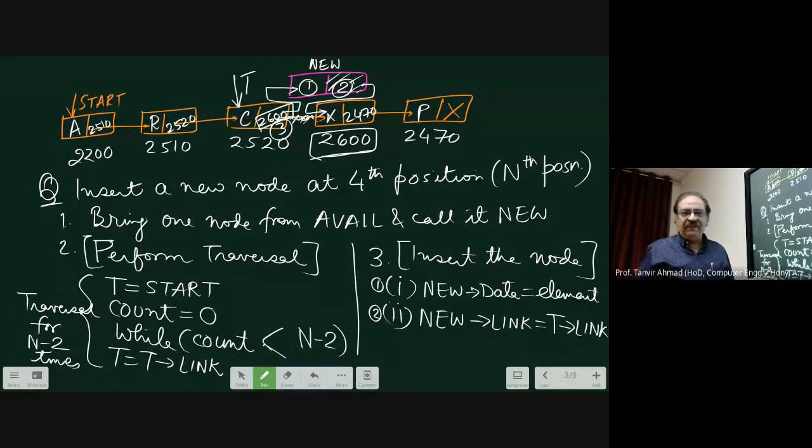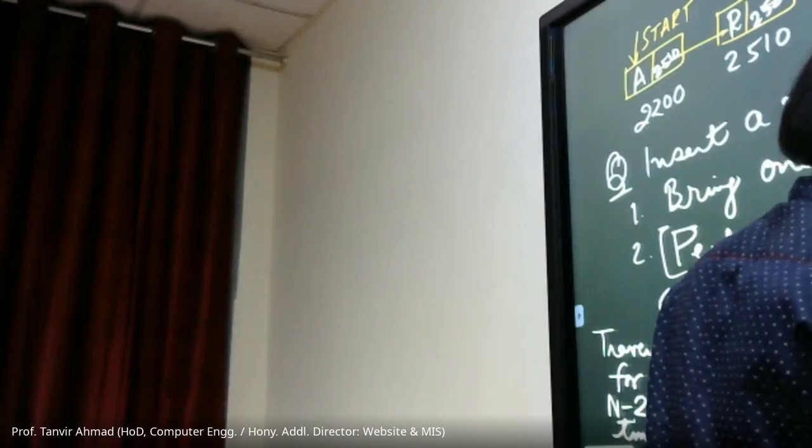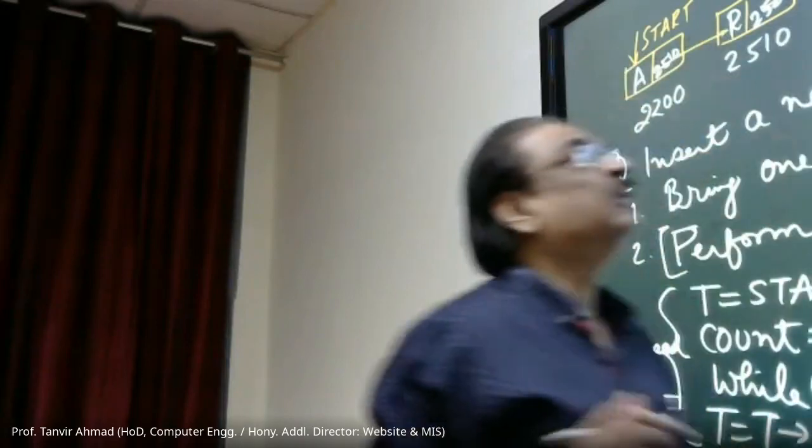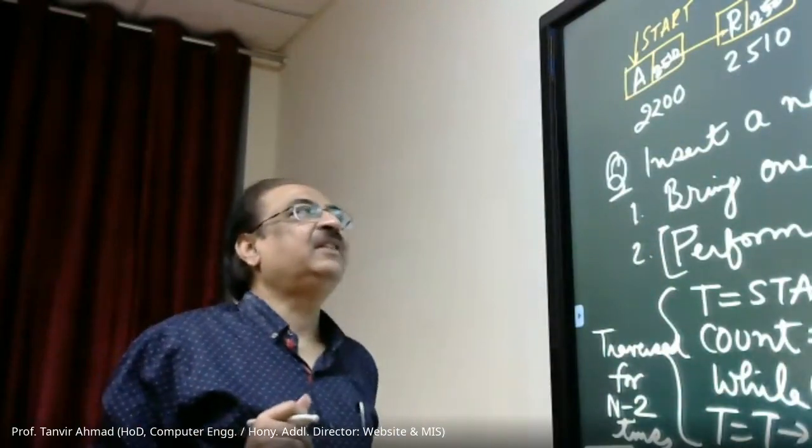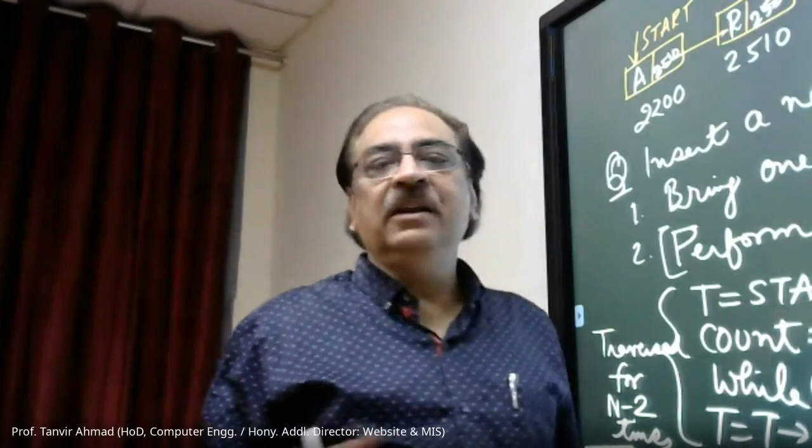Because X doesn't have any name, P doesn't have any name, R doesn't have any name. But here C has a name, T. And therefore this. And the third part, what is the name of the third part? T of link.